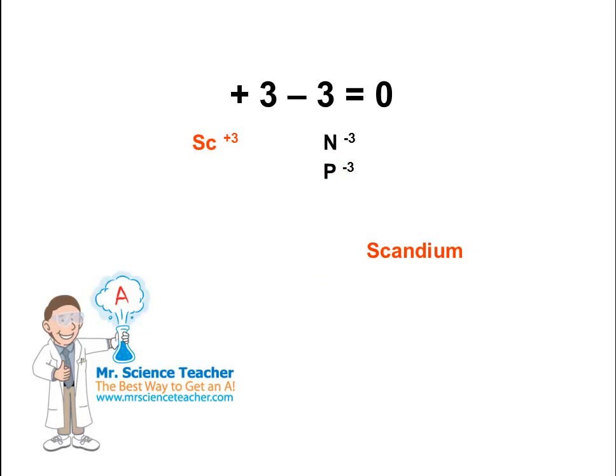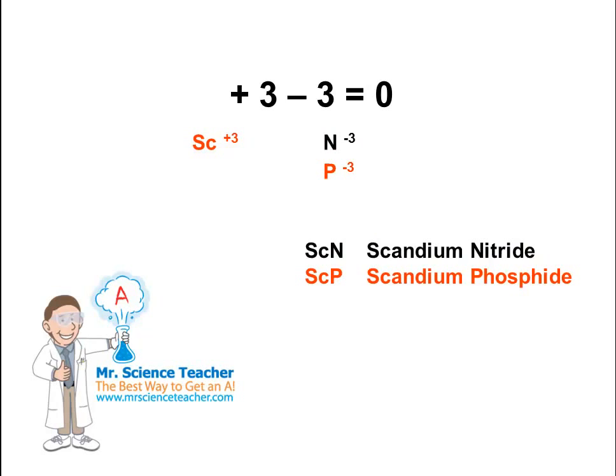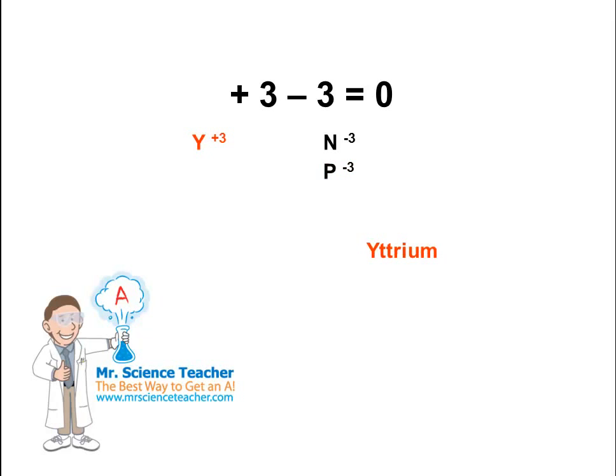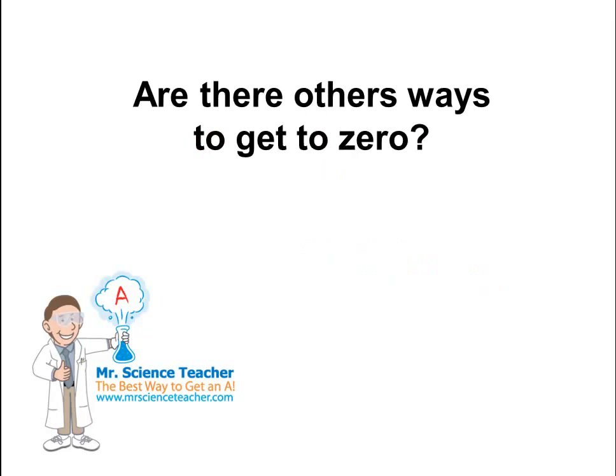Okay, +3 minus 3 equals 0. Scandium nitride. +3 minus 3. Scandium nitride is ScN. Scandium phosphide, ScP. What about yttrium? Yttrium nitride would be YN. Yttrium phosphide, YP. Are there other ways to get to 0?